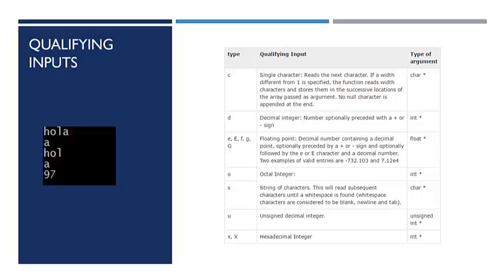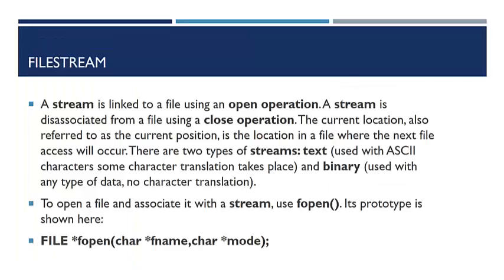And the qualifying inputs are the same as the printf, so there's no need to worry about that. Now let's go to file stream. A file stream is a stream that is linked to a file using an open operation. A stream is disassociated from a file using the close operation, as you will see later.